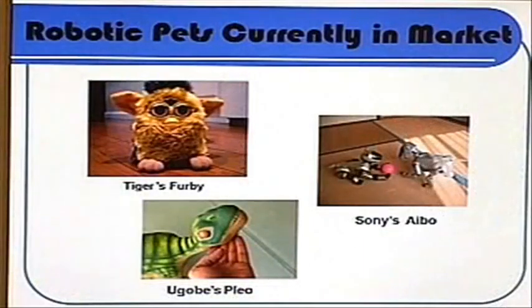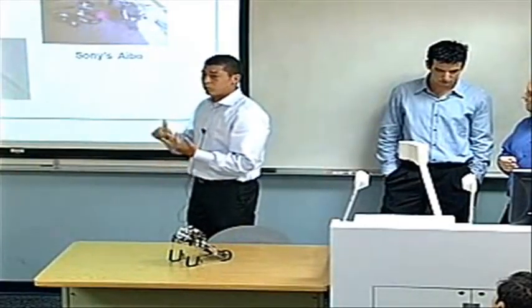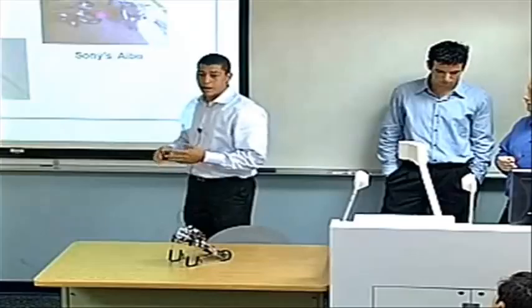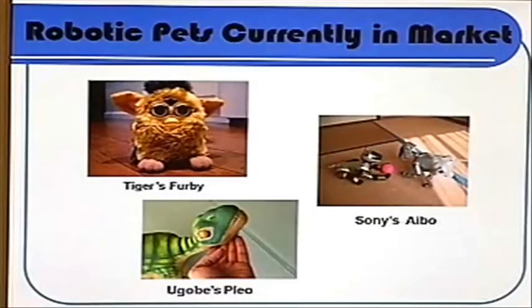Here are some of the robotic pets currently on the market. For example, the Tiger Furby is a robot that interacts with people with an ultrasound sensor and by singing songs. The Sony IDog is one of the most advanced robots on the market right now. It has voice recognition, ultrasound sensors, and touch sensors, and it works very well. And the last one moves and interacts with the user with just touch sensors.